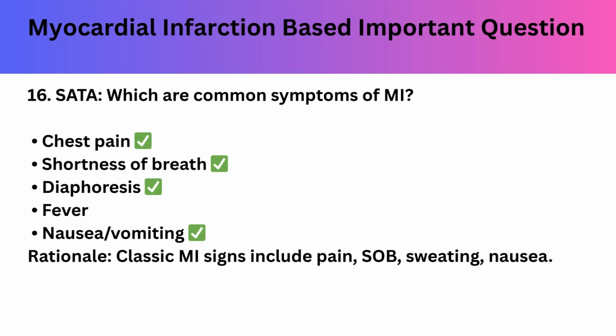Let's move on to SATA questions. Select all that apply. Which are common symptoms of MI? Chest pain, SOB, diaphoresis, fever, nausea, vomiting. Choose the answers. An MI patient has chest pain, SOB, oversweating, nausea and vomiting. MI's classic signs include pain, shortness of breath, sweating, and nausea.